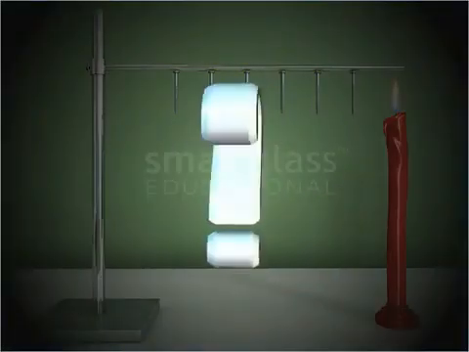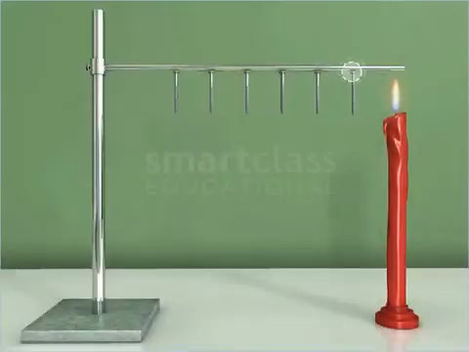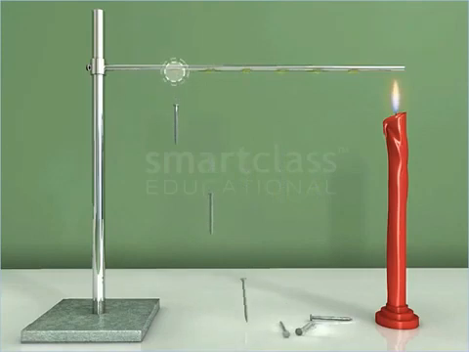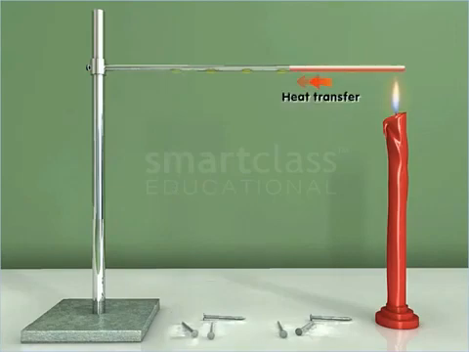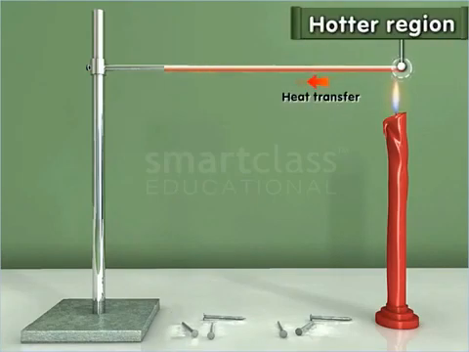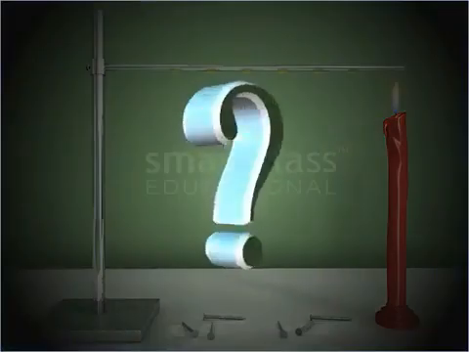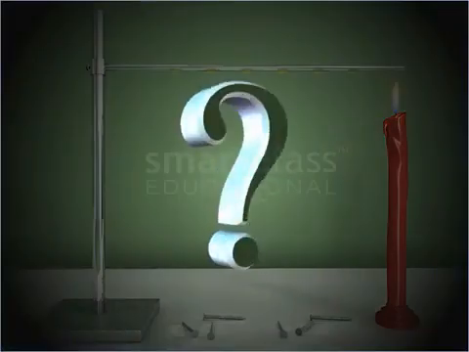What do you observe after a while? The nail closest to the candle will fall off the rod first, then the next nail, and so on. Thus, heat energy gets transferred from a hotter region to a colder region. But how does heat transfer occur?